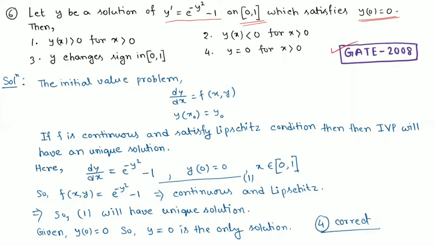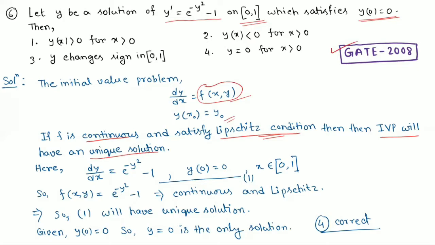Here, if the initial value problem is of the form dy dx equals to f of xy and the initial condition is y(x0) equals to y0. If you see that the function f is continuous and it satisfies the Lipschitz condition, in that case the initial value problem will have a unique solution.